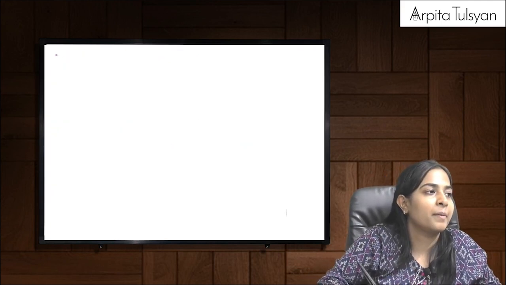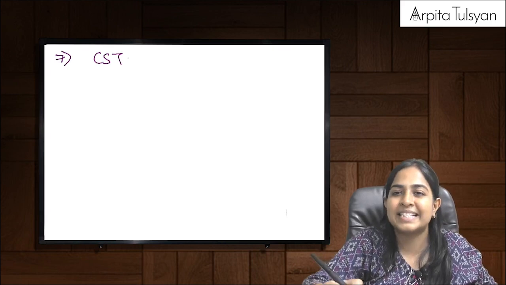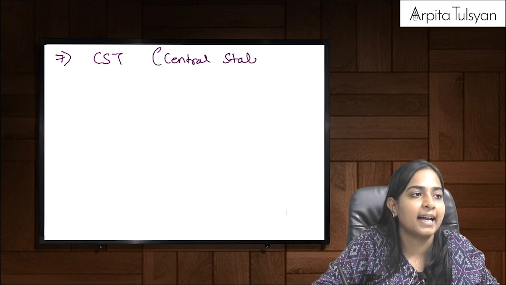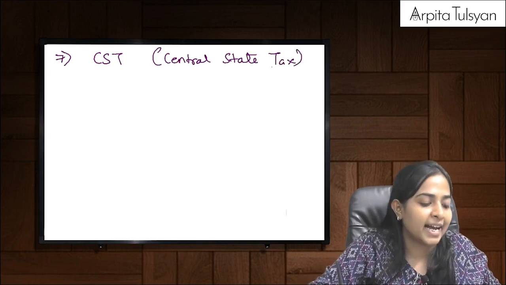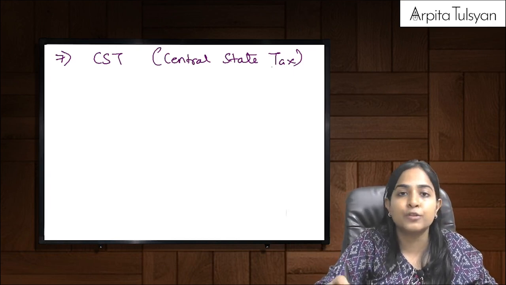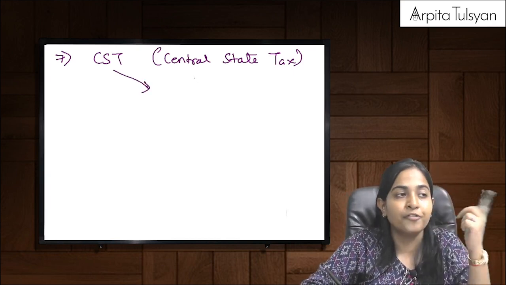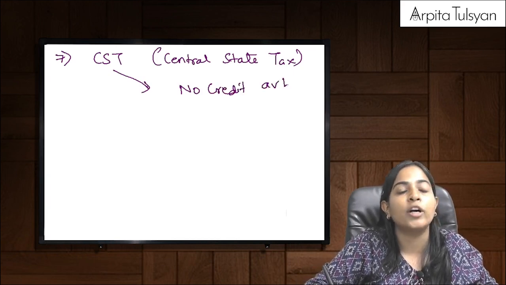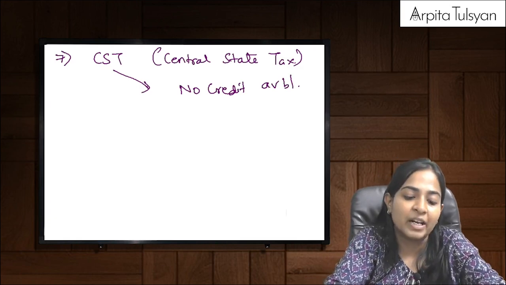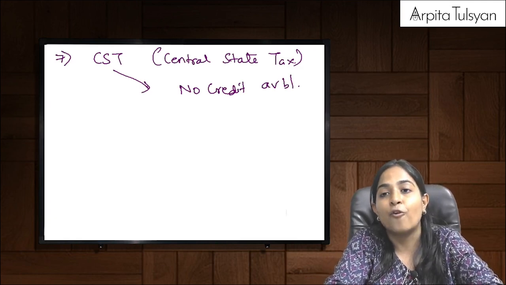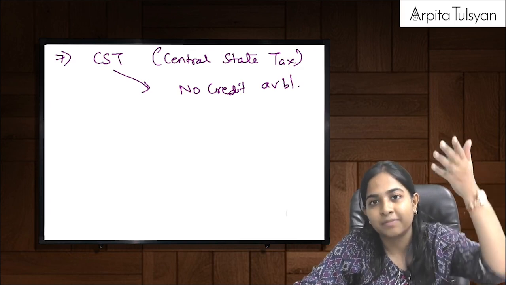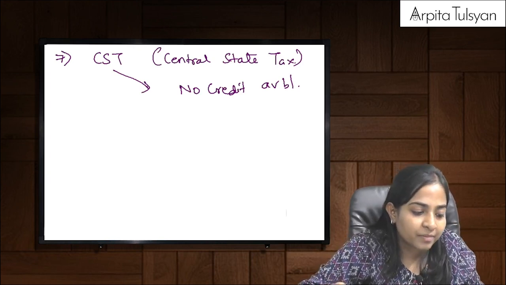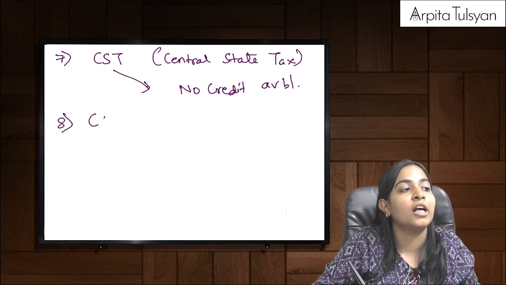Acha, next problem. Remember, I had mentioned a tax called CST. CST stands for Central Sales Tax. This was also one of the taxes which was levied, and for this CST also, there was no credit available. If there was no credit available, that was also leading to an addition in my cost. Because of that also my cost increased. So, this was a total distortion, right?